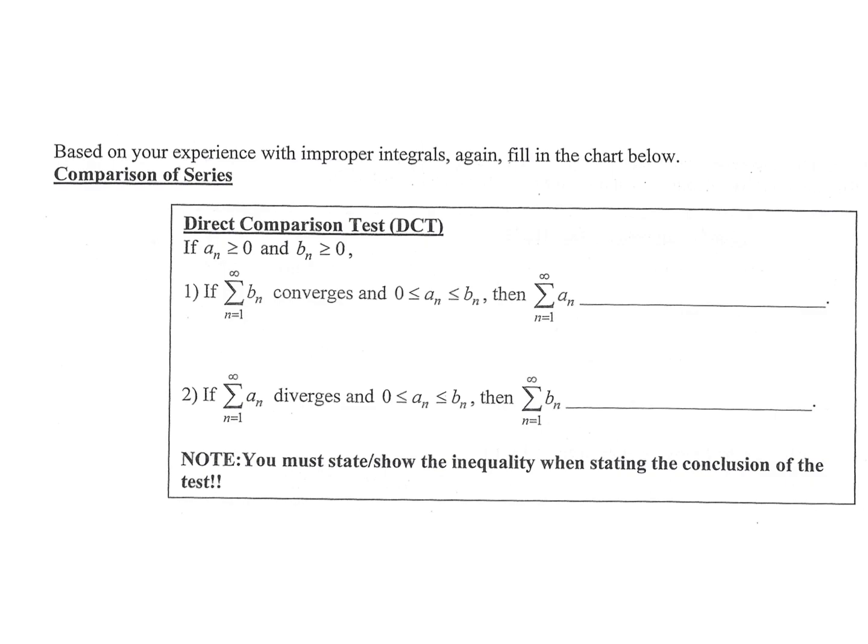So now we're going to learn a direct comparison test. All right. And so if we read this, if A is greater than or equal to 0 and B is greater than or equal to 0, which means we have positive things going on, the summation of B converges if A is between 0 and B, then A also converges.